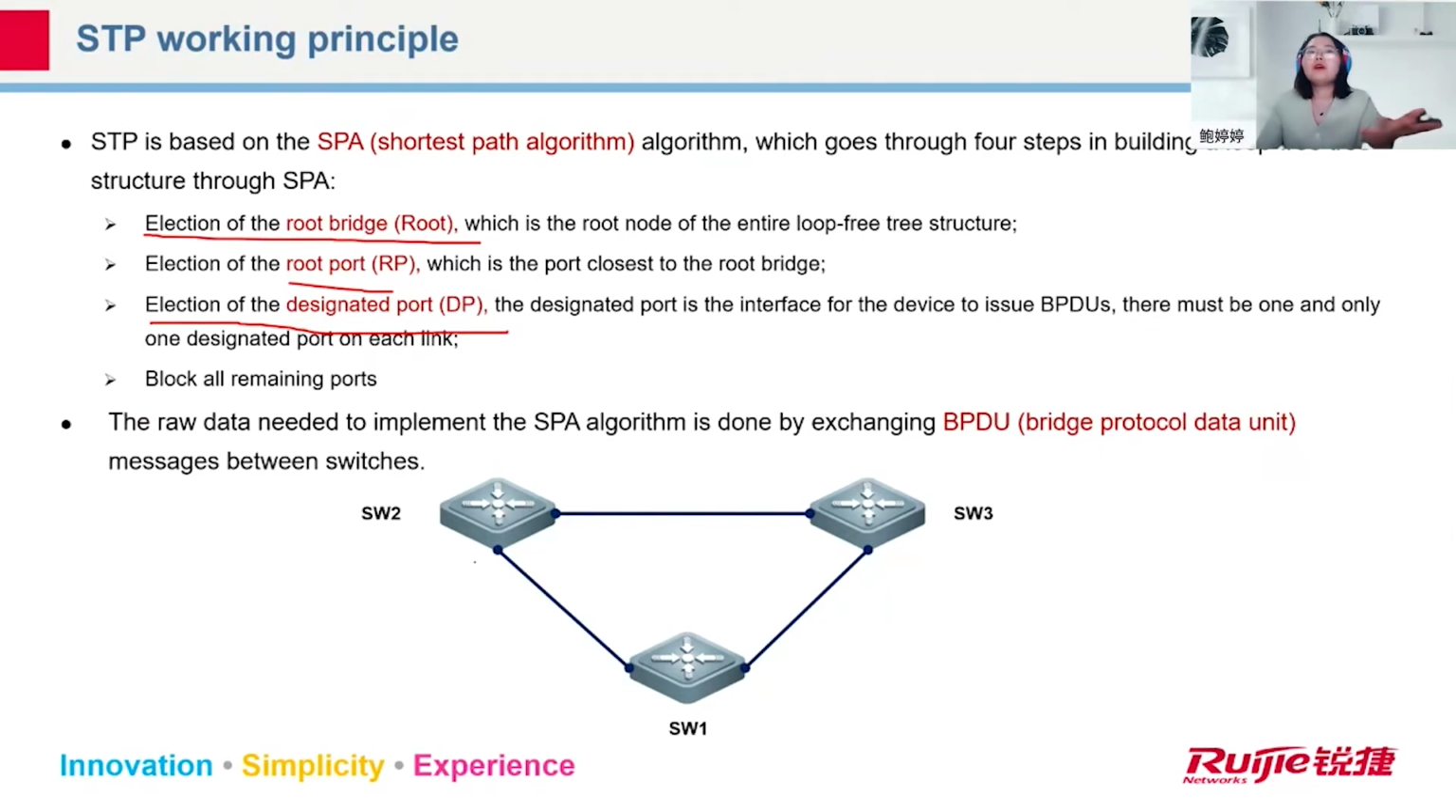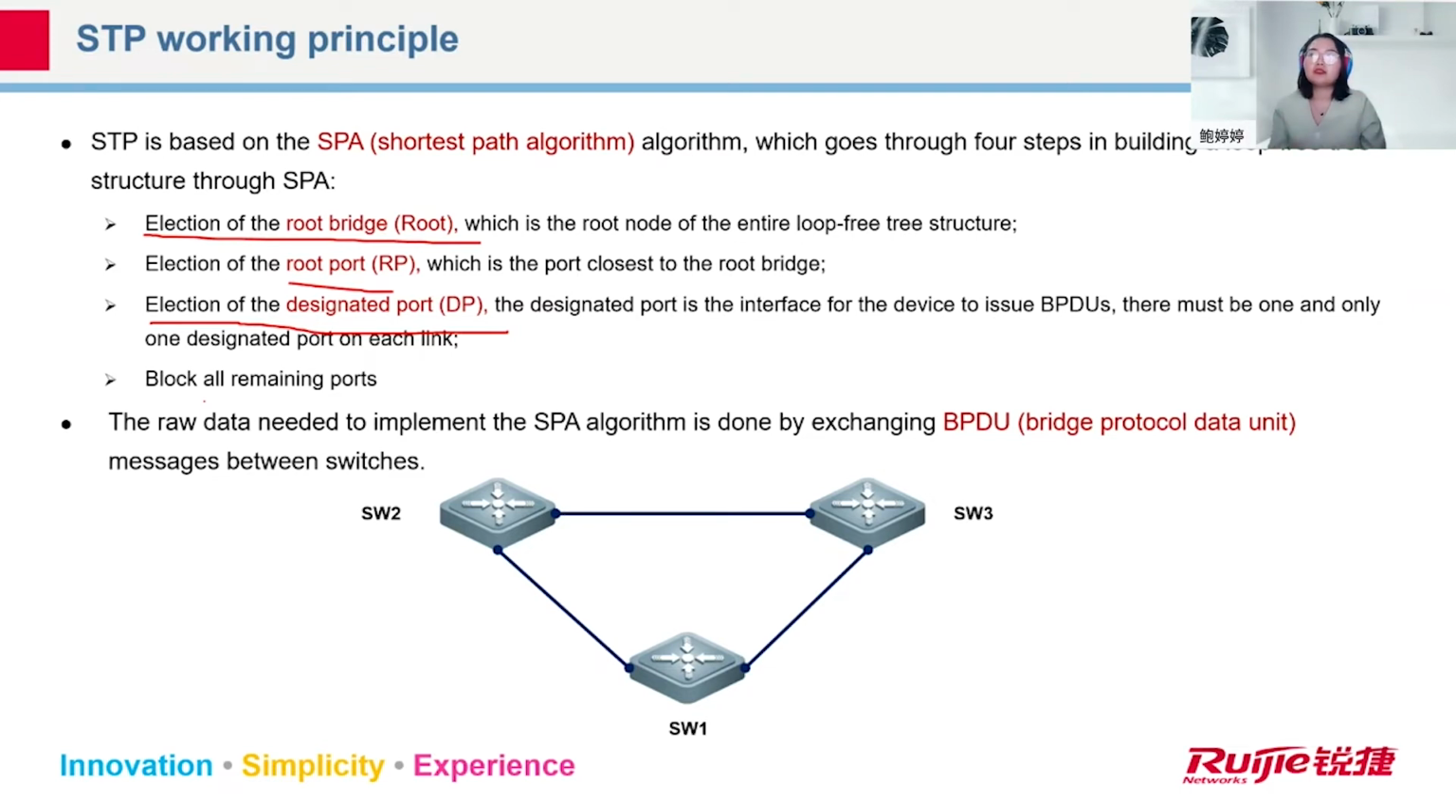So, for example, in this topology, there are three switches, 1, 2, 3. And who will be the root? Who will be the non-root? And what's the role of each interface? Should it be RP, DP, or should it be AP? We will compare the parameters with each other. For example, if my priority is higher than yours, I should be the root, and my interface should be DP to forward the traffic. So we have to compare these parameters with each other.